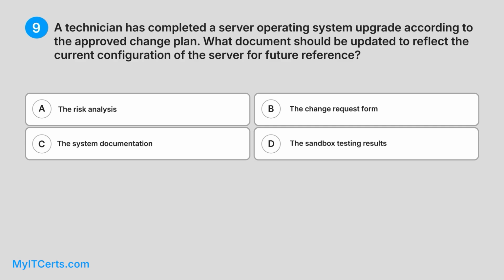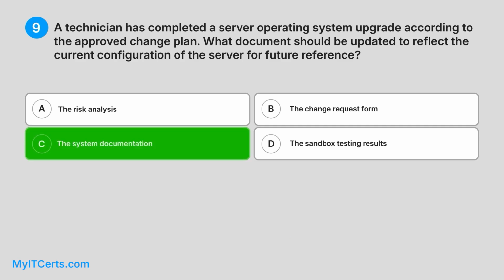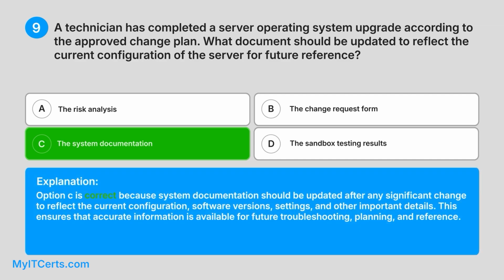Correct answer: C. The system documentation. Explanation. Option C is correct because system documentation should be updated after any significant change to reflect the current configuration, software versions, settings, and other important details. This ensures that accurate information is available for future troubleshooting, planning, and reference.